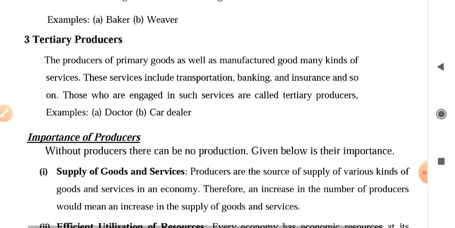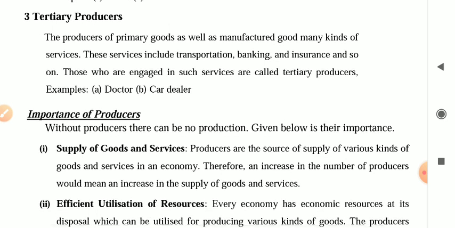The next one is tertiary producer. These producers provide many kinds of services. These services include transportation, banking and insurance and so on. Those who are engaged in such services are known as tertiary producers. Example, doctor, car dealer, etc.